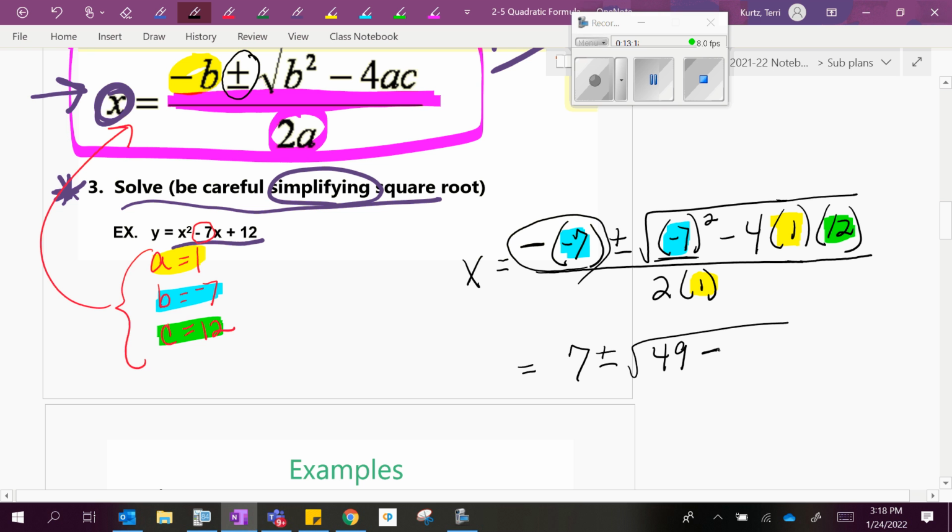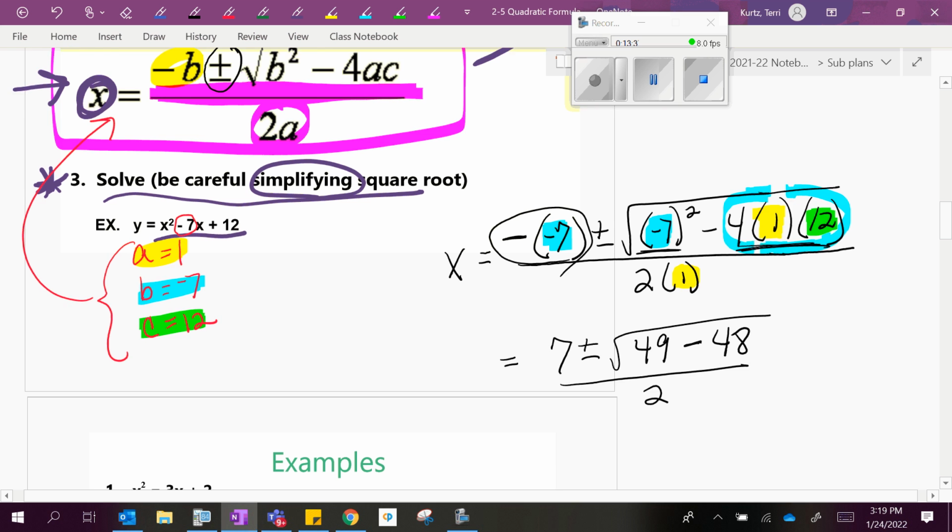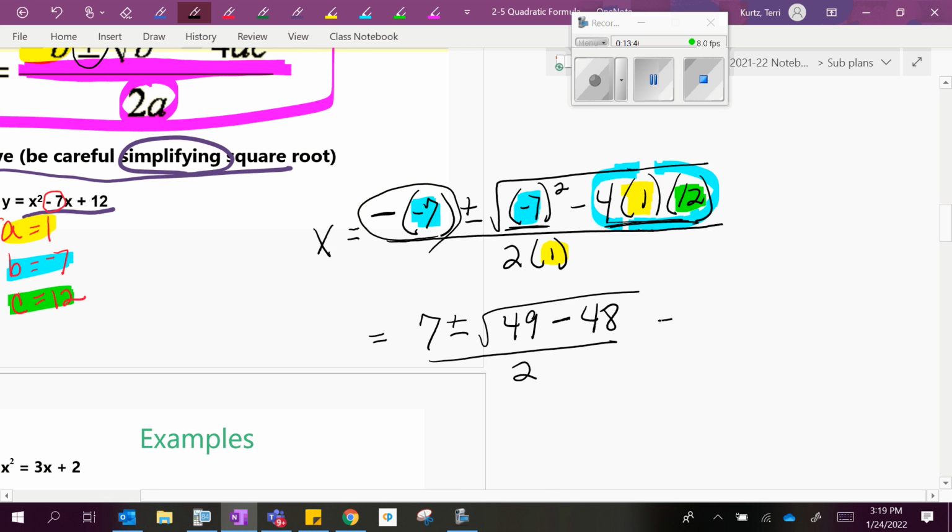A couple ways you can think about this. The way I like to do it is I like to go ahead and write my minus, and then I'm going to just look at these three values, and I'm going to multiply 4 times 1 times 12 is 48. So I get 49 minus positive 48, all over 2 times 1. I keep my 7 plus or minus. 49 minus 48 is 1 over 2.